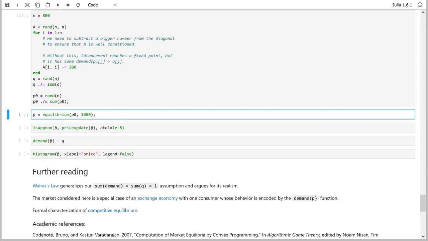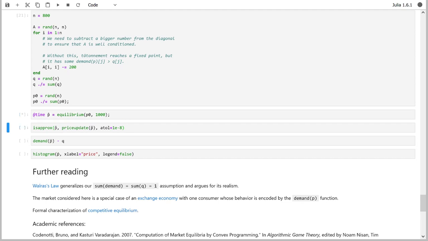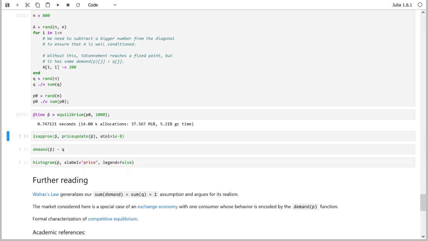Now let's watch closely and see how long it takes to perform this calculation. And one thing I can actually use is Julia's time macro here. So I type @time, and this is going to do this calculation just like normal, but it's also going to show me how long it took. Let's give it a shot. Okay, that was quite quick, right? In less than 1 second, it was able to do 1,000 iterations of tâtonnement in a market involving 800 goods. So I'm pretty impressed by that.